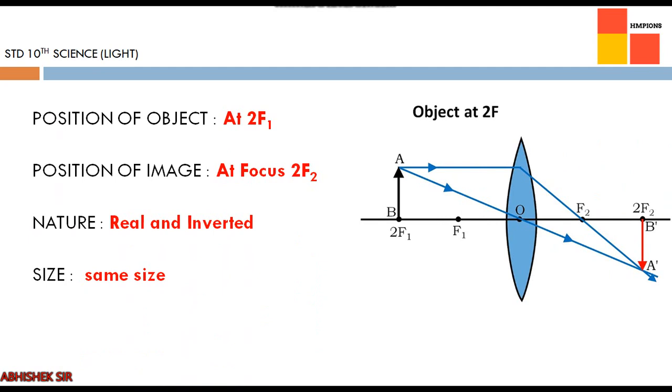The light rays will refract and converge and meet to the other side exactly at 2f2. You can see from the figure the nature is real and inverted, and again comparing the sizes, the size of image and object both are same.